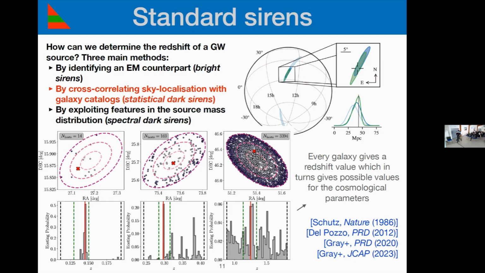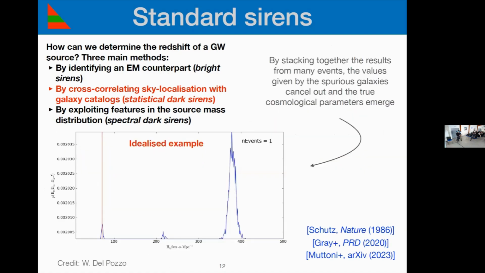If you're lucky, you have few galaxies. If you're unlucky, basically, you have a lot of galaxies. You cannot get much information. Each of these galaxies will give you a measurement of redshift, which basically translates to a measurement of the Hubble constant, or of any cosmological parameter you want to infer. So the idea is that you take these measurements and you stack them.